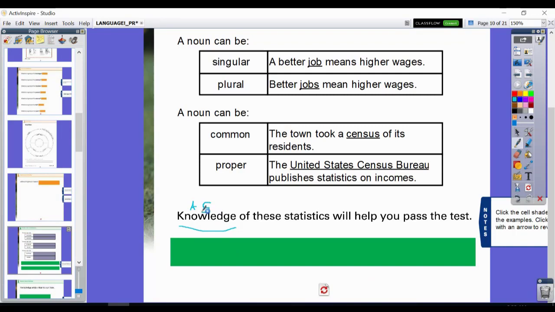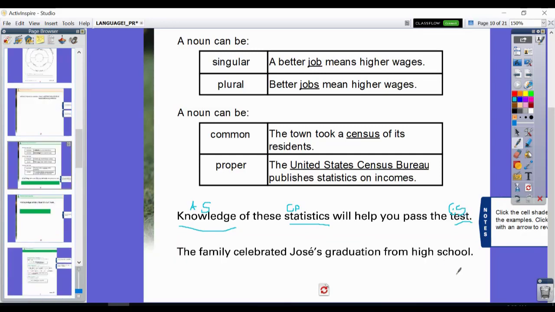It is. It's singular. Okay, let's move on. What is the next noun? How about statistics? Yep. Statistics is a concrete noun, and it is also plural. Do you see the S at the end? Okay, and the last one is test. Test is a concrete noun, and it's also singular.